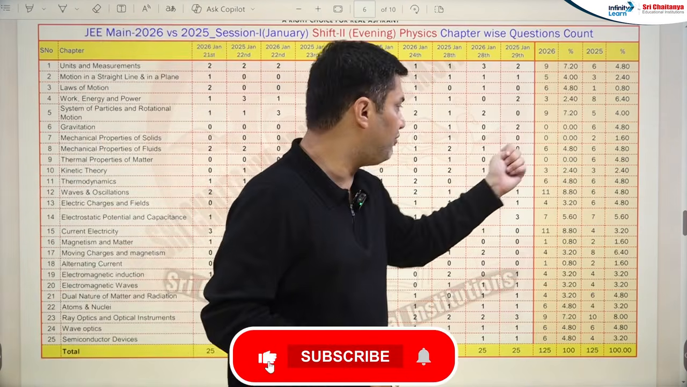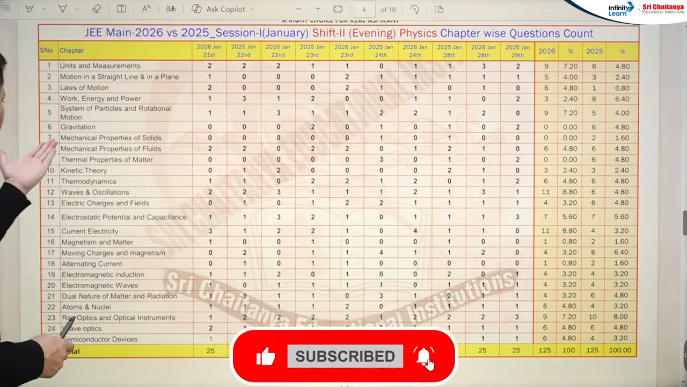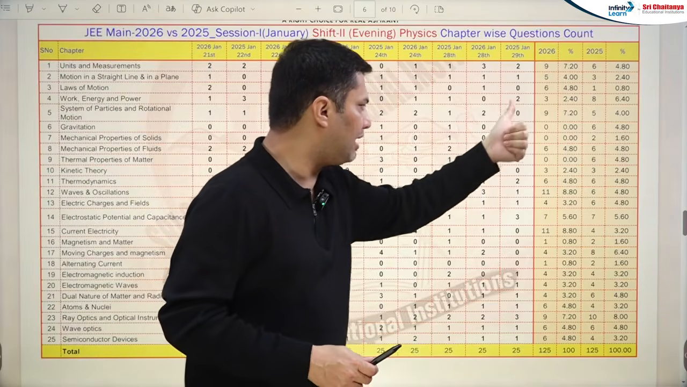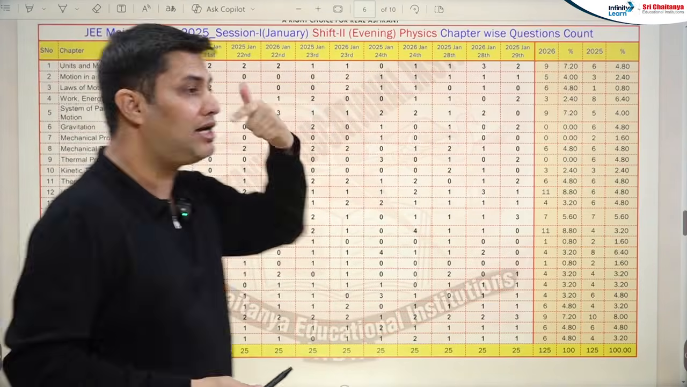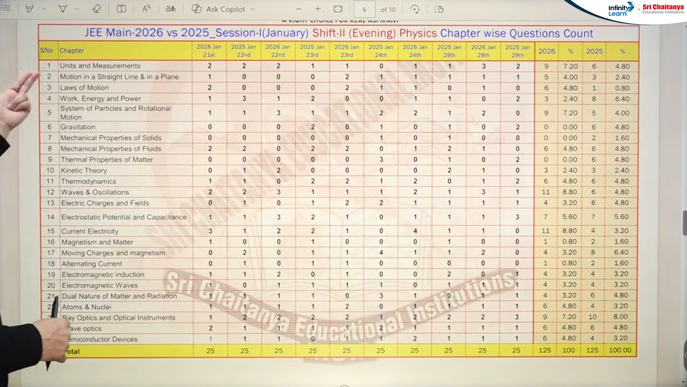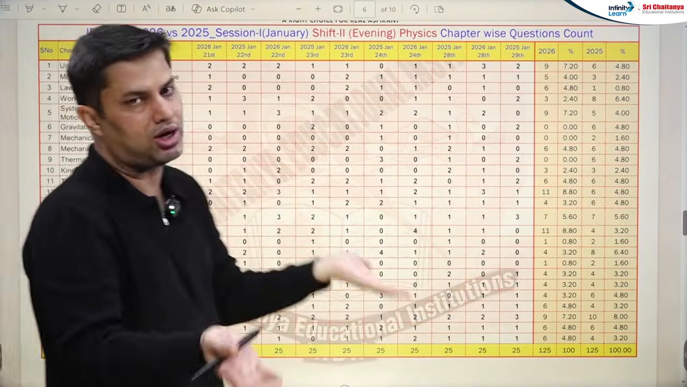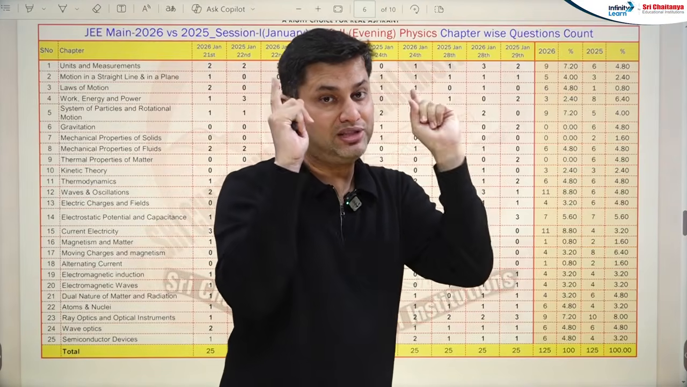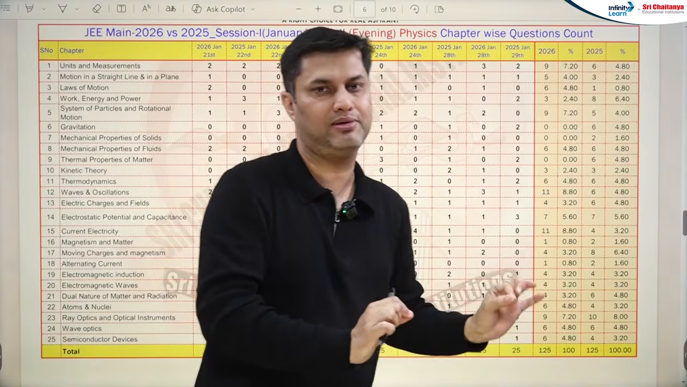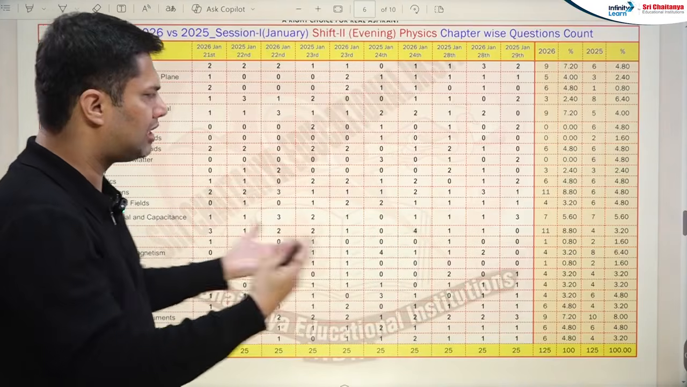Gravitation 0, a very slight decrease, 0 questions in evening shift. Mechanical properties of solids 0. So these chapters, work power energy, gravitation and solids, have come down, and unit dimension, kinematics, laws of motion, rotational motion have come up. So please focus on these areas which have been asked highly in your January 2026 attempt. Okay, because in April you can see the replica almost.